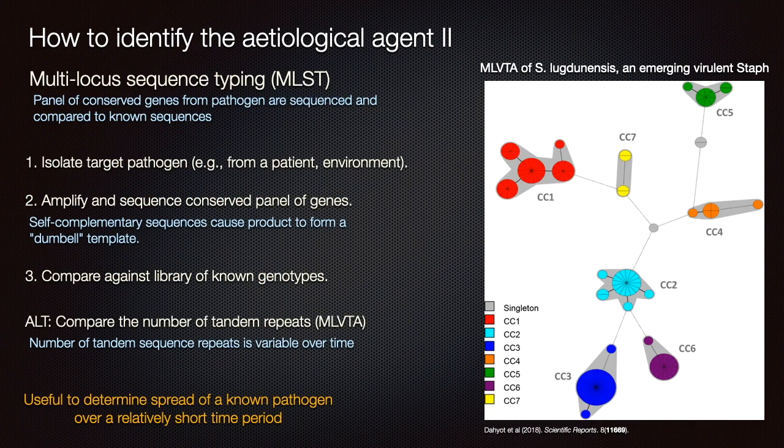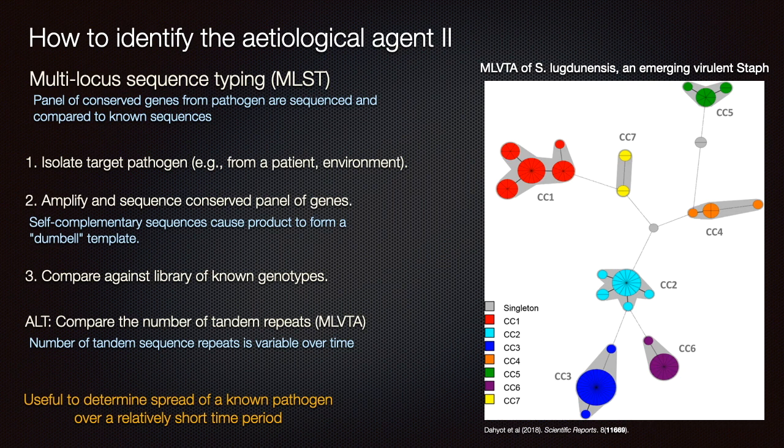We'll start with multilocus sequence typing, or MLST. MLST is a useful technique to track the spread of a pathogen over a relatively short period of time. In MLSTs, a panel of conserved genes from a pathogen are sequenced and then compared to a panel of known sequences.